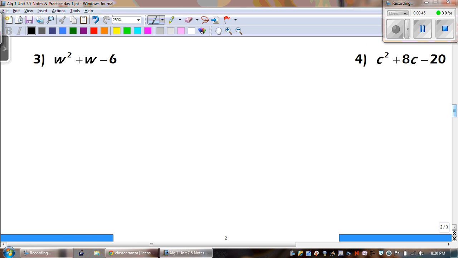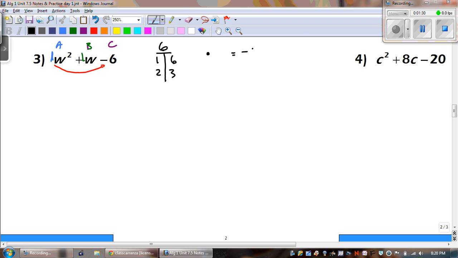First thing we always want to do is check to see if there's a GCF. And then example number 3, there's no GCF. I know that that's a 1, that's our A. Our B is also a 1, and our C is a -6. So what we want to do is multiply those two numbers. 1 times 6 is 6, and I'm not using the negative yet, and I'll show you why in a second. Okay? So the factors of 6 are 1 and 6, and 2 and 3.